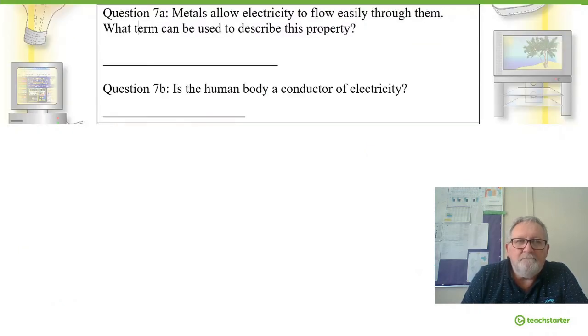Two parts again. Metals allow electricity to flow easily through them. What term can be used to describe this property? So materials that electricity will pass through easily. And then the second part, is the human body a conductor of electricity? All right, pause and answer this question now.